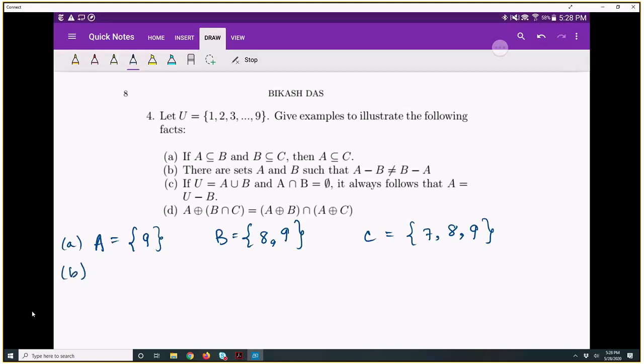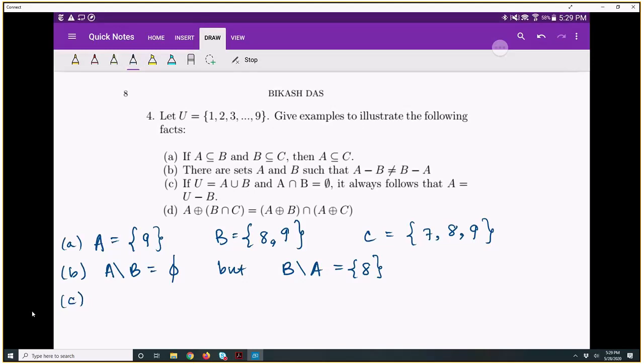Then we want to illustrate the fact that there are sets A and B such that A minus B is not equal to B minus A. Well, let's look at the sets that we just had. If A is the singleton {9}, then A minus B, all of the elements in A that are not in B, is empty. B minus A is all of the elements in B that are not in A. So that's not empty. There's an element there. It's 8. So you can see that it's not necessarily true that A minus B should equal B minus A.